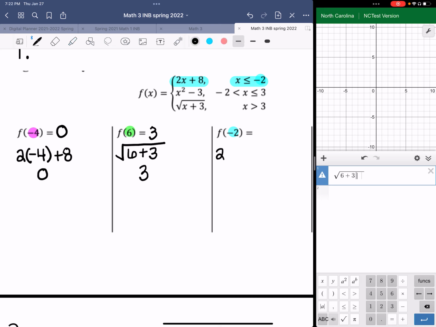So we have 2 times -2 plus 8. So 2 times negative 2 is negative 4 plus 8, and that's going to give me positive 4 as my output.